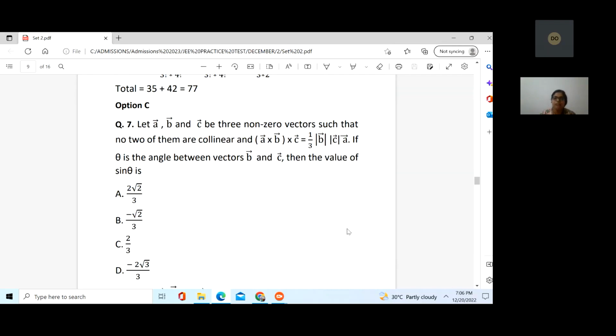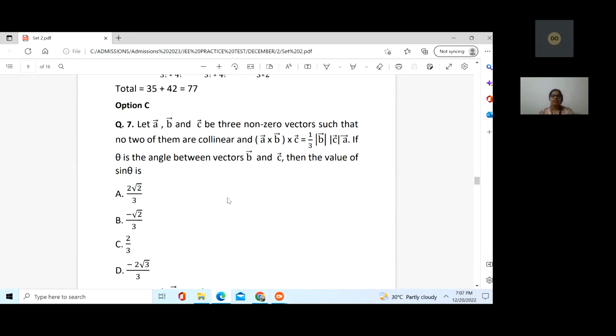Given A, B, C are 3 non-zero vectors, and they have given that they are not collinear, you know the concept of parallel vectors. The next important portion given in the question is vector A cross B cross C is equal to 1 by 3 mod of vector B, C multiplied by vector A. They have given theta as the angle between the vectors B and C, and we need to find the value of sine theta. So these are the 4 options: 2 root 2 by 3, or minus root 2 by 3, 2 by 3, or minus 2 root 3 by 3. So just start solving.